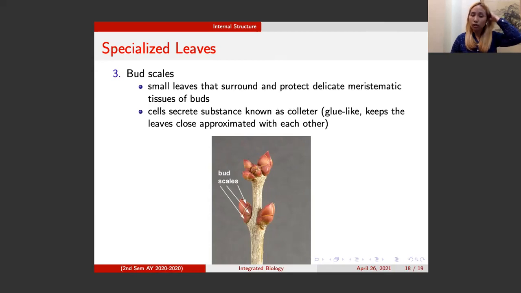Okay, so cells, right, secrete substances known as collitor, and this collitor is glue-like. It keeps the leaves in close approximation of one another. Kaya pag nakita ninyo ang bud, diba, at mayroon siyang bud scales, diba, hindi yan naghihiwa-hiwalay agad, no? Talagang unless you insert force, right? So, dun lang sila maghihiwalay. Pero kahit tanggalin mo sila from the stem itself, the bud scale remains intact. And this is because of the collitor.